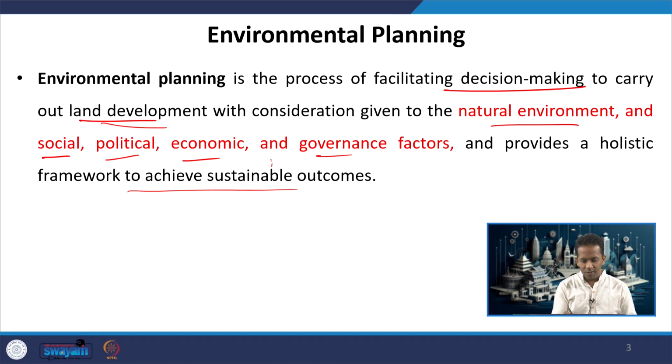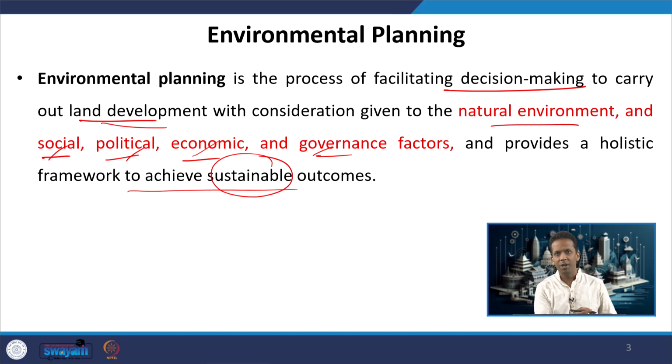When we say sustainable outcomes, sustainable means it has to be environmentally, economically and socially acceptable. So, that is a sustainable outcome, and that is why those factors, social, political, economic and governance, which have to do a lot with community and society along with environment, are included. So, all three pillars of sustainability are covered in the definition of environmental planning.